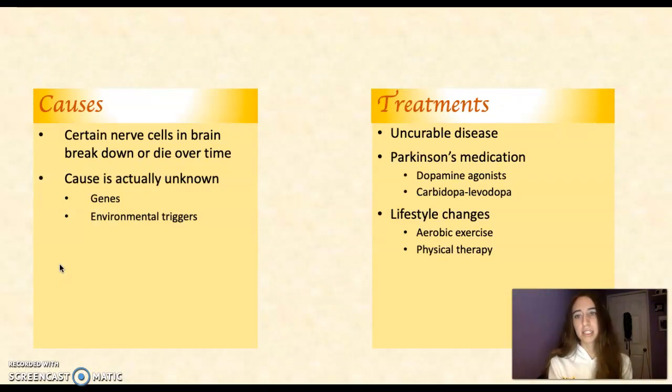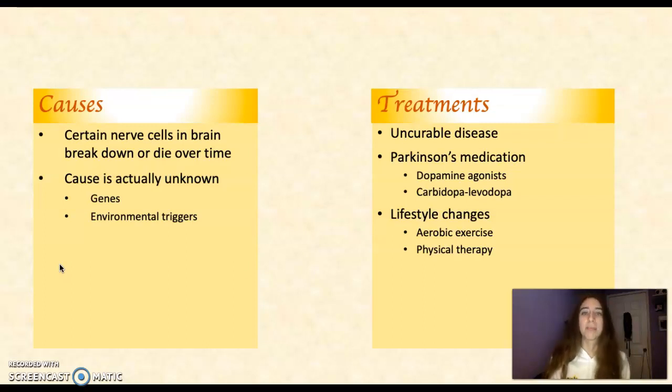Certain nerve cells in the brain break down or die over time, which increases the symptoms of Parkinson's disease. The cause is actually unknown, but researchers have found that genes can sometimes play a role, meaning that if a lot of people in your family do have Parkinson's disease, it is more than likely that the next person will get Parkinson's disease, but it still is a really small risk and it's not really the cause.